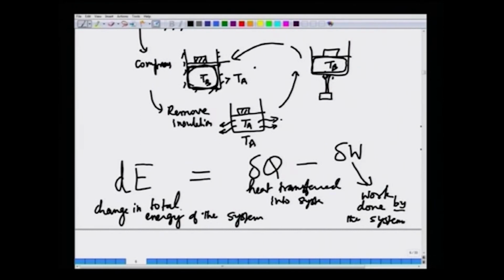The change in total energy of the system is equal to the amount of heat that is transferred to the system minus the amount of work that is done by the system. We will stop here at this point, and we will continue from here in the next lecture.